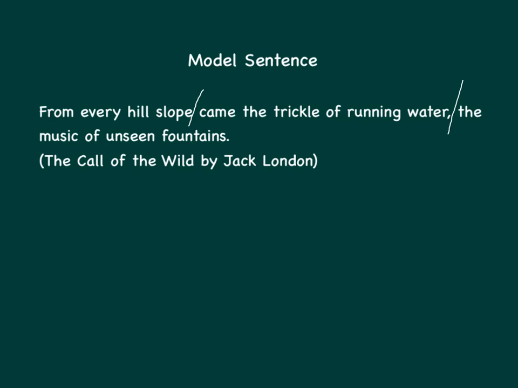I'm going to identify the first section, from every hill slope, and that is a prepositional phrase. The second phrase in the sentence, came the trickle of running water, is what you would call the verb phrase because it includes the verb. The last section, the music of unseen fountains, is an example of an appositive phrase because the music of unseen fountains further identifies running water.